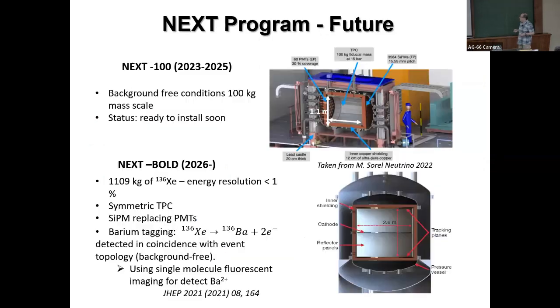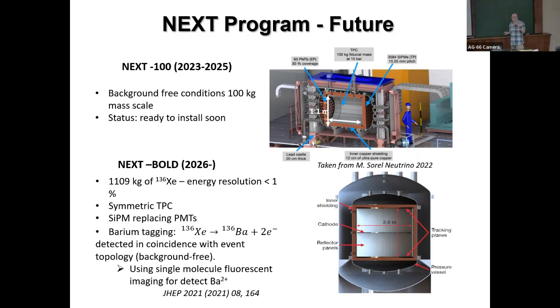So here the program continues, and now they have this program, NEXT-100, which is going to be a 100 kilogram mass scale. I am going to jump to this next bolt, which is very interesting, because they have an idea that was supposedly proposed in the past, but they now have the way to implement it: to detect the daughter of the decay of xenon, which is very interesting.